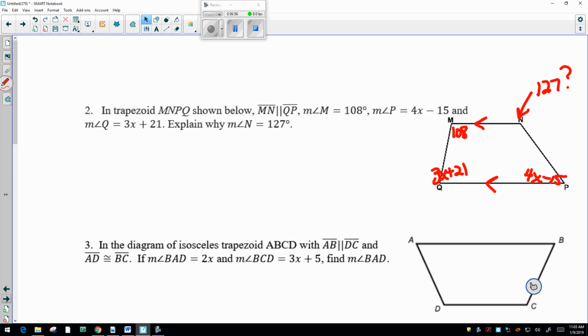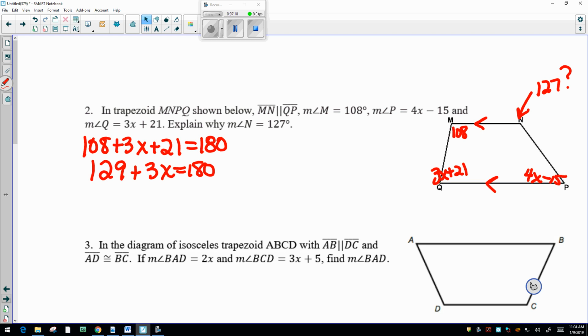Well, same idea. I know M and Q are same side interior angles. So because they are same side interior angles, we should be able to add those two angles up and set them equal to 180. And then we can solve for x. So again, combining like terms, I get 129 plus 3x equals 180. Subtracting the 129 from each side, I get 3x is equal to 51, which shows us x is 17.